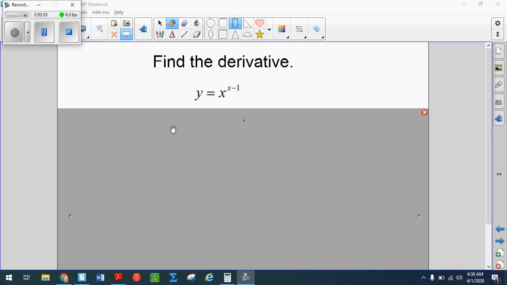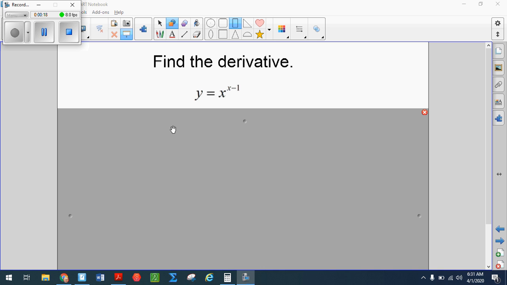Okay, video number 2 for logarithmic differentiation. We're going to start with y equals x to the x minus 1. This equation is not an exponential function, it's not a logarithmic function, so we really don't know how to find the derivative of it yet.